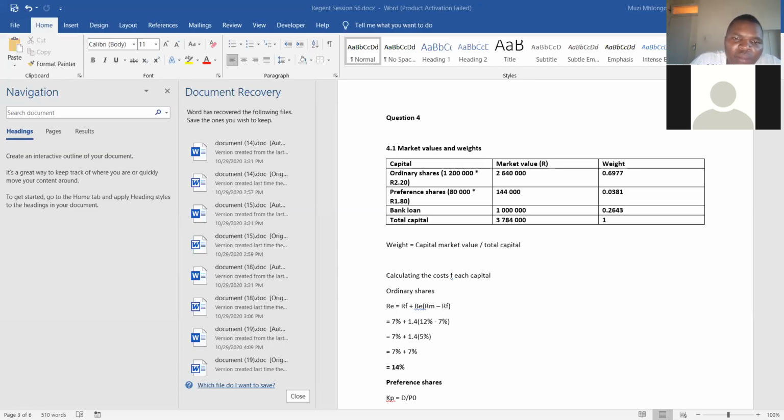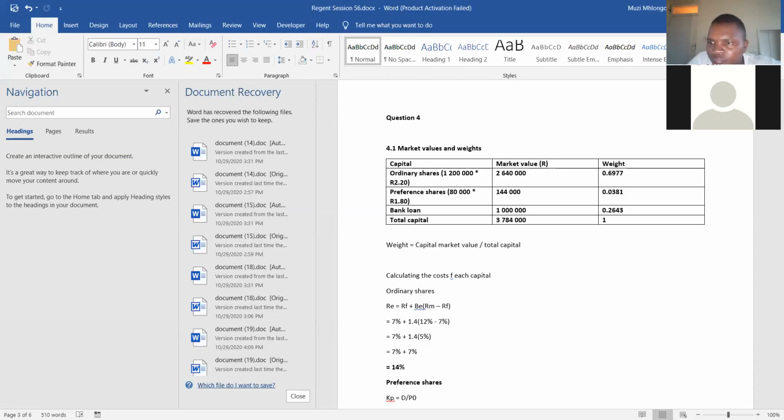One thing you should have in mind: that 80,000 is not money. It's the number of preference shares in that particular company. Trading at, that's when we talk about money. That's the reason you need to multiply that 80,000 with that 180, and that 1.2 million with that 220, to get the market value of the shares.